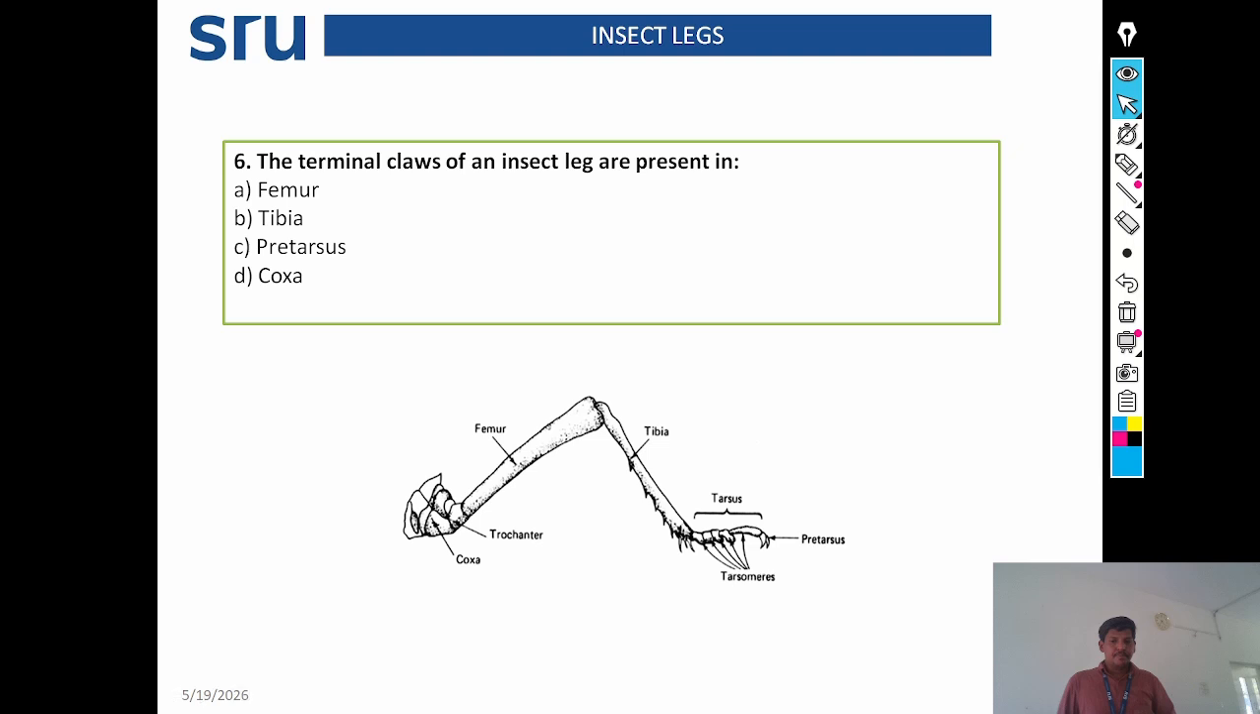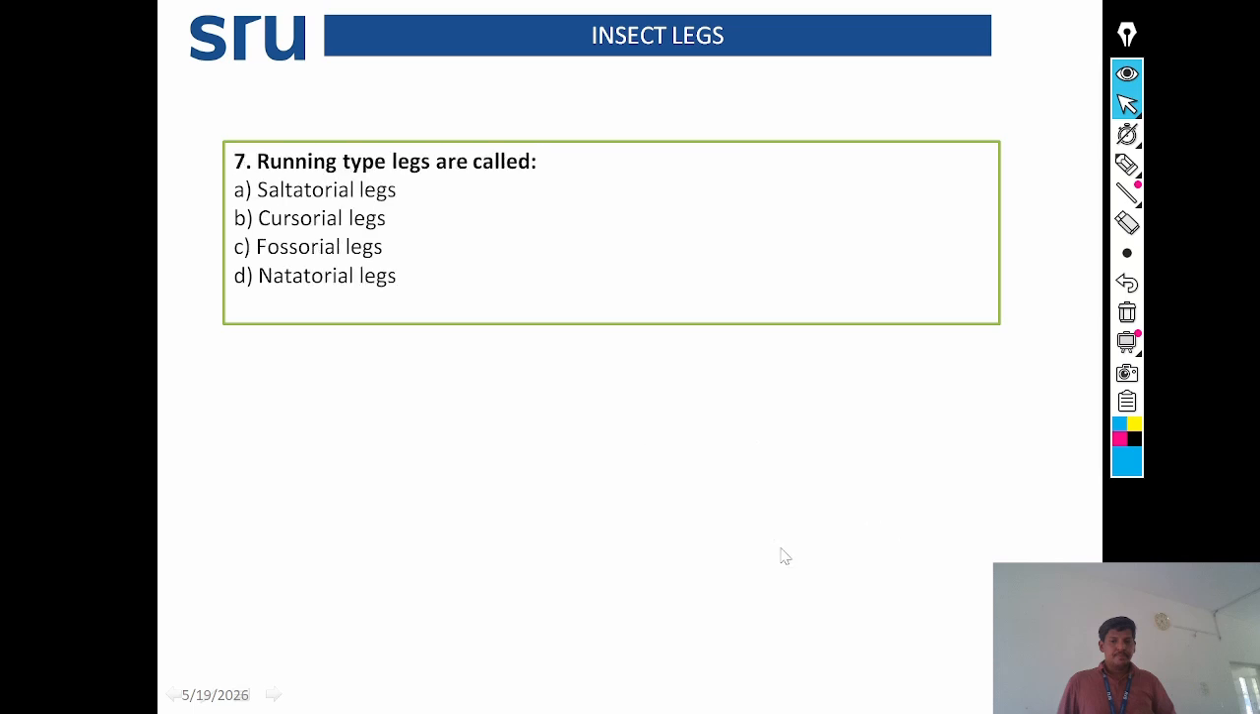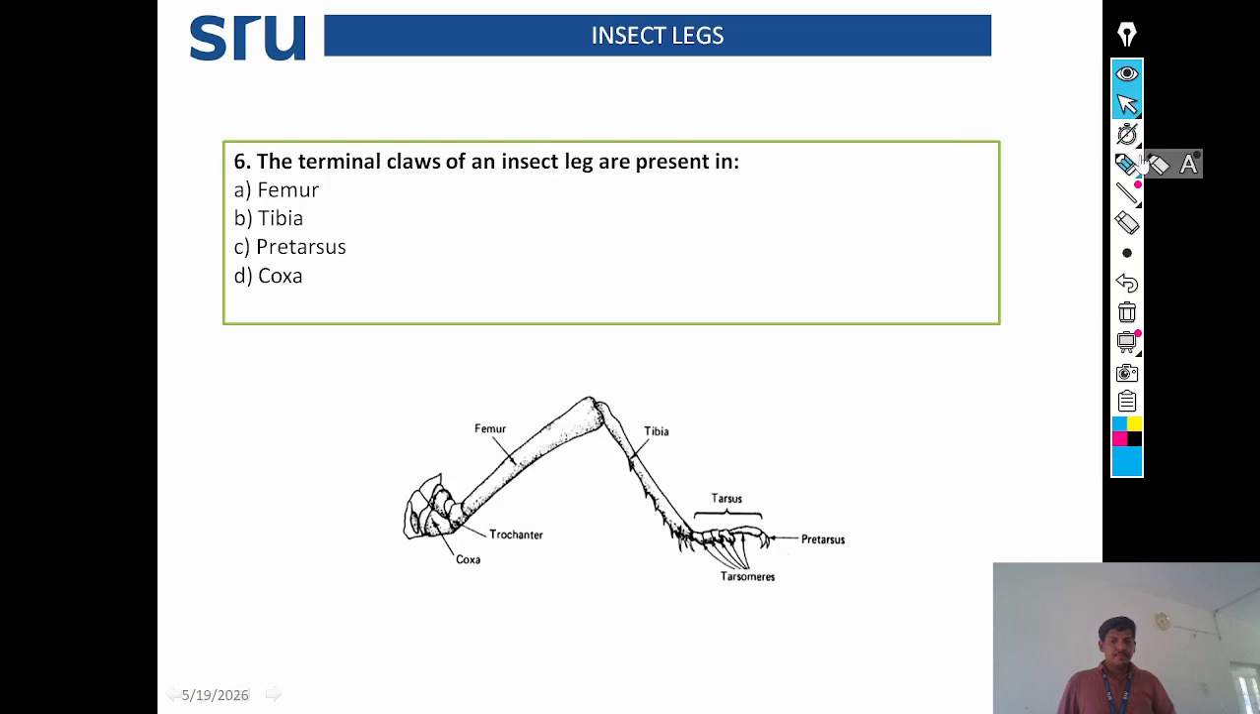The terminal claws of an insect leg are present in femur, tibia, pretarsus, or coxa. The terminal claws of an insect leg are present in pretarsus. See here, this is the tarsus made up of tarsomeres, and it ends in pretarsus that bears a pair of claws and arolium.